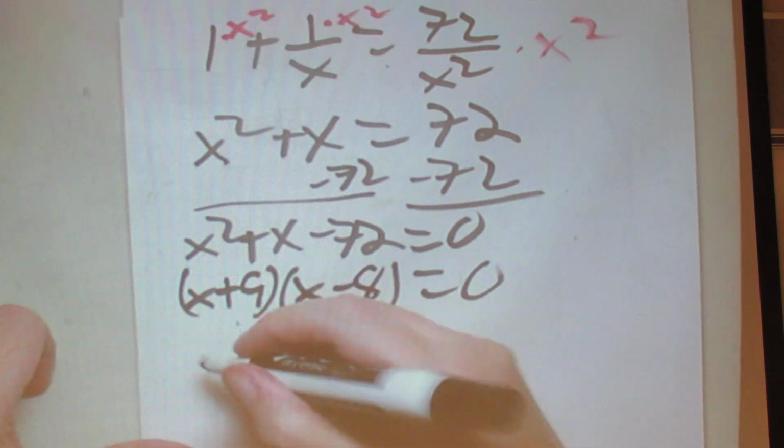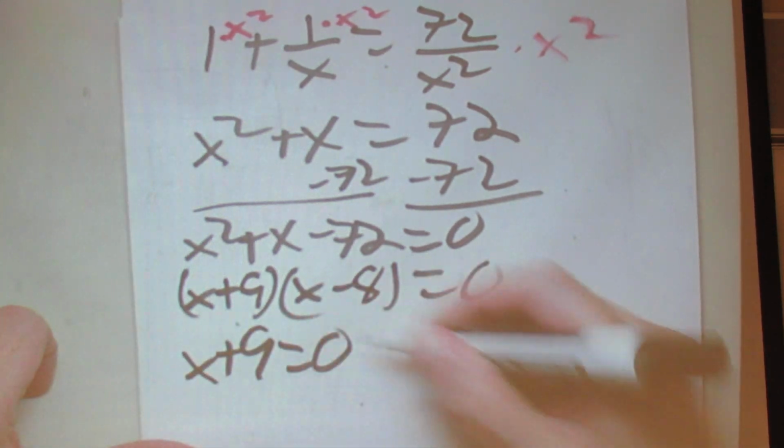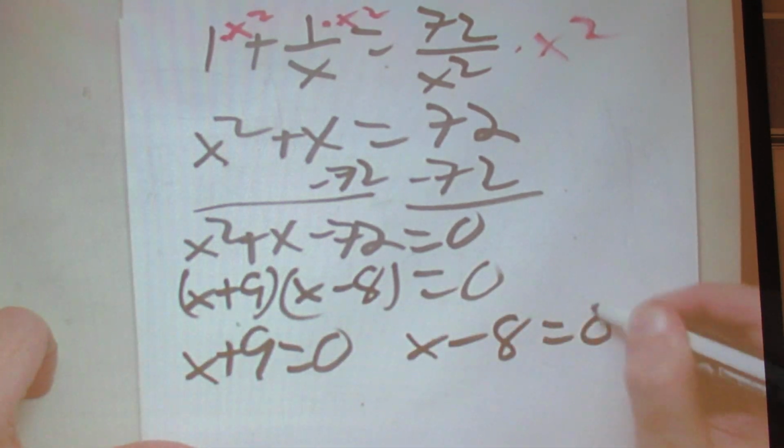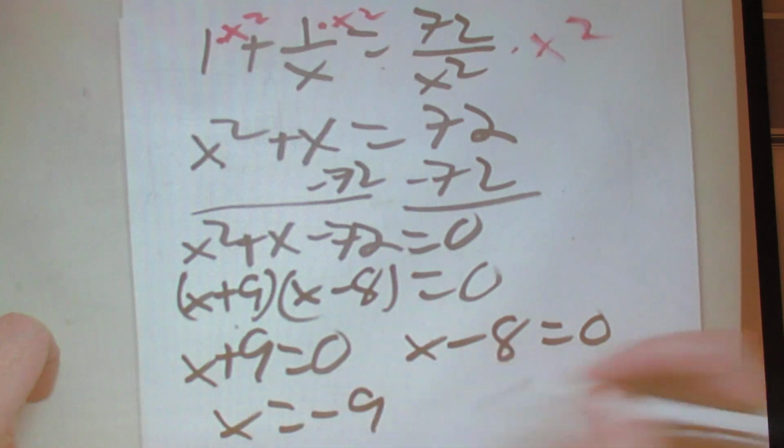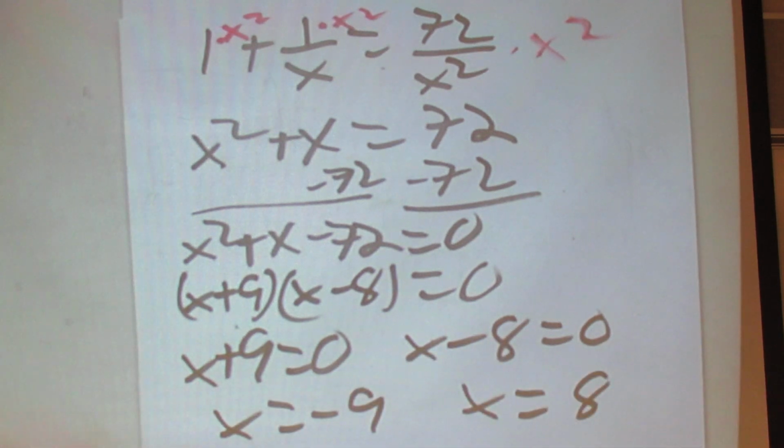When we factor this, we're going to have (x plus 9) and (x minus 8). Set each of those to 0. x plus 9 equals 0. x minus 8 equals 0. So x equals negative 9, or x equals 8.